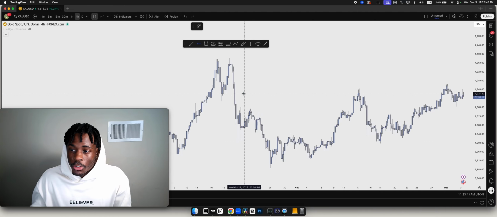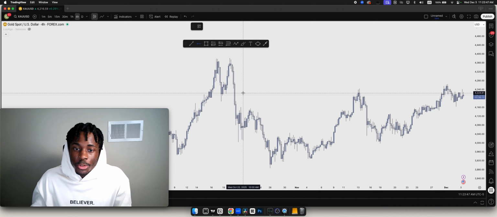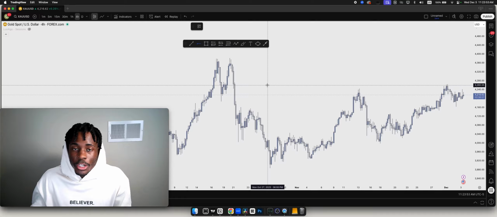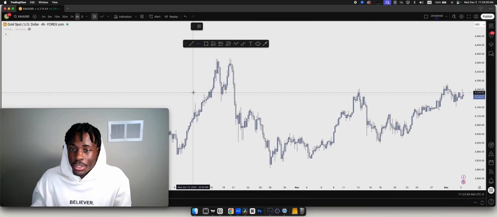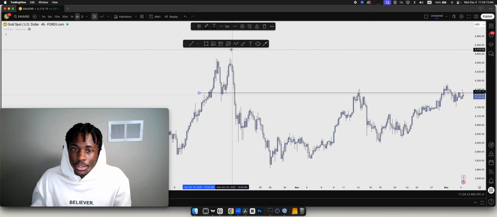So first things first, and one thing as well for me personally, when I'm drawing key areas, I like to put more emphasis on the actual bodies than I do the wicks. And the very simple way to do it is you literally just look left and you see the areas that had the biggest reactions from it. So if we look at where price is currently trading at right now and we just look left, we could see, and I'm going to show you guys, boom, we have this area right here.